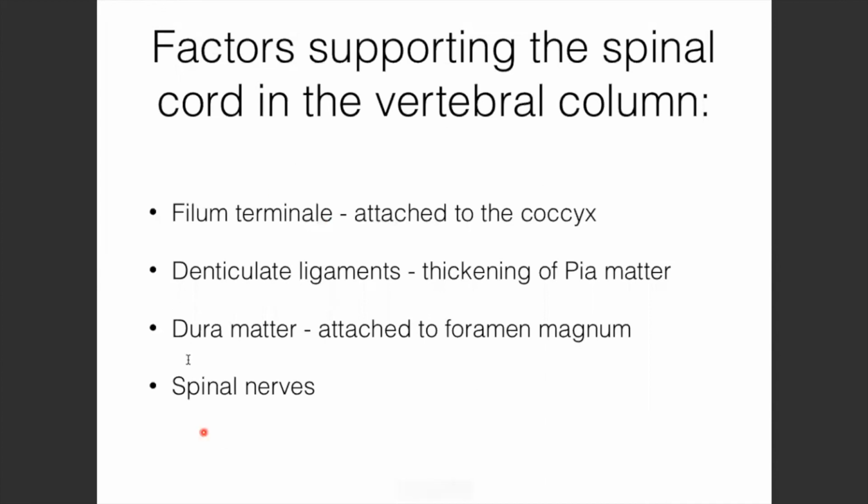That's basically all there is about the basic or general features of the spinal cord. And internal features of the spinal cord we'll be discussing separately when we talk about the tracts and so on.